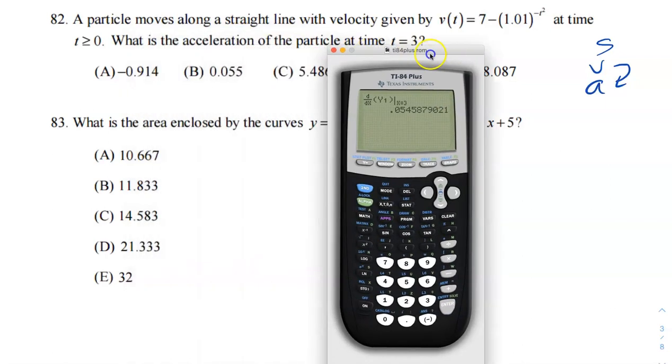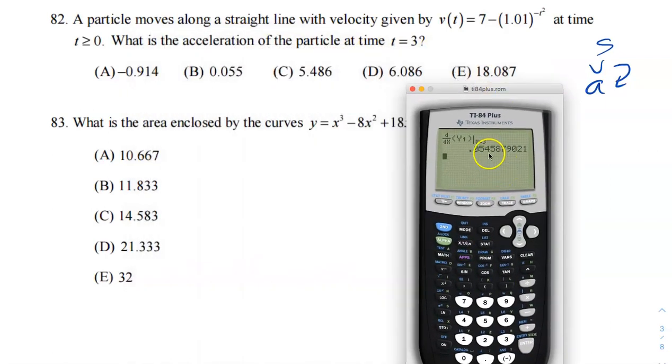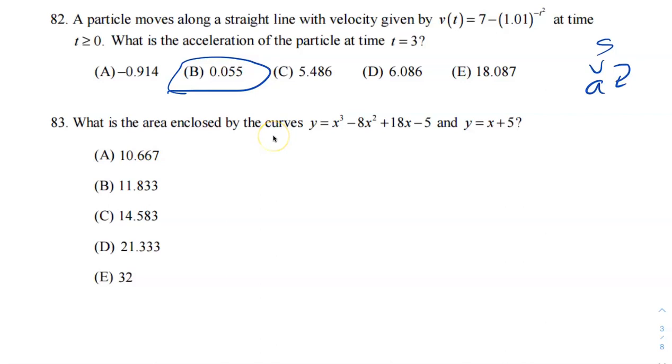I get 0.0548. Rounded is this one. So we get b here. So there we go. Next one.